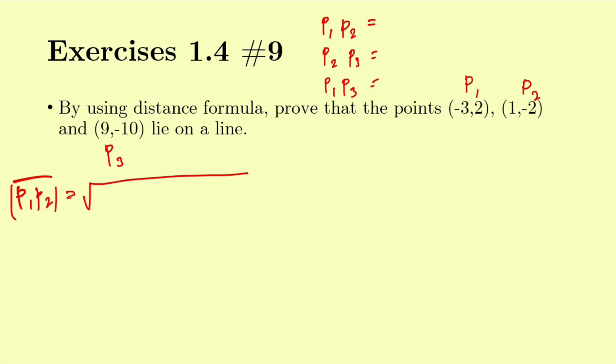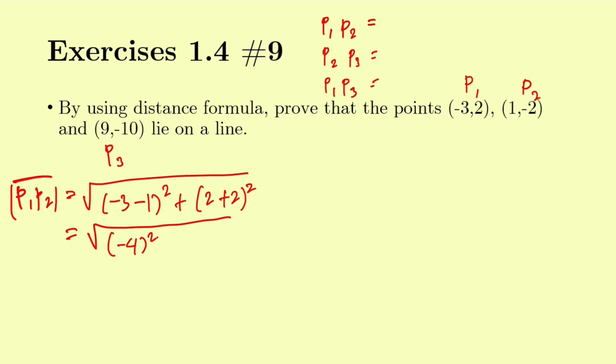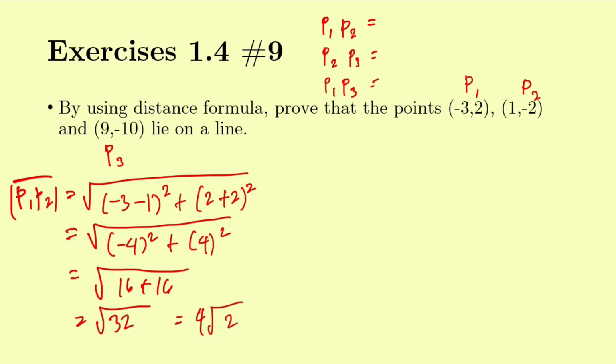And that's equal to the square root of negative 3 minus 1 squared plus 2 minus negative 2, or 2 plus 2 squared. That equates to negative 4 squared plus 4 squared. That equates to 16 plus 16, and that's equal to the square root of 32, which is equal to 4 square root of 2. So 4 square root of 2, itong isa.